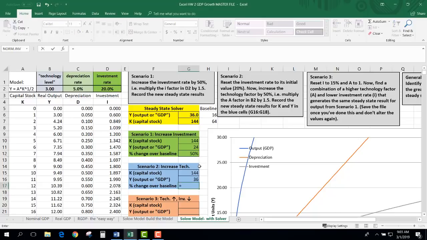Going from 16 to 36. So it's the difference between 16 and 36, divided by my starting point, which was 16 again. So 1.25. I want to enter that just as a number and then show it as a percent. 125%.